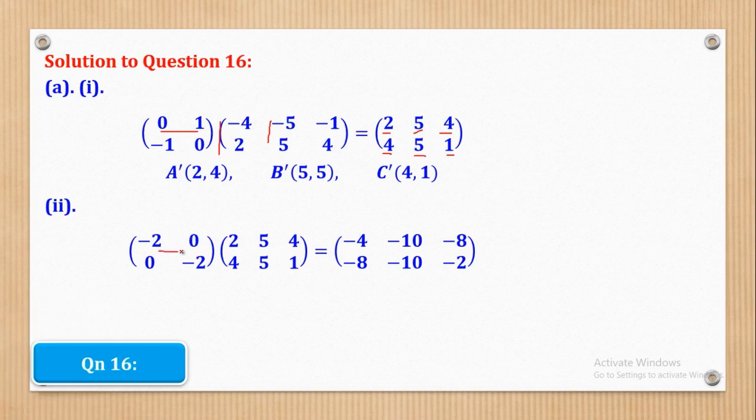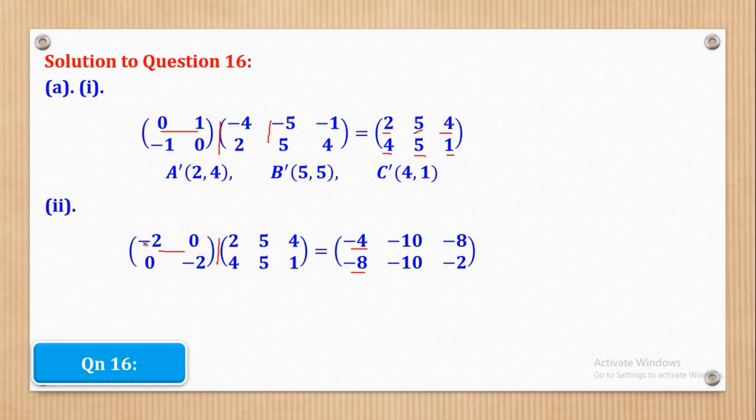row by column. So negative 2 times 2 will give you negative 4, then 0 times 4 will give you 0, therefore negative 4 plus 0 will become negative 4. Then for the lower part, 0 times 2 is 0, then negative 2 times 4 is negative 8. Therefore 0 plus negative 8 will be negative 8. Those are the coordinates for A double prime.